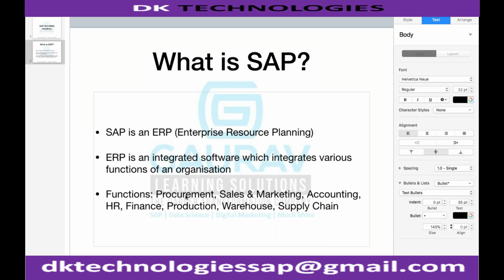If you go to the smaller companies and ask them which software they are using to manage procurement, they will say we are using this software. Which software for sales and marketing, they will say some other software. Which software for accounting and finance, most probably the smaller companies in India at least will say Tally. Which software for HR, again they will give you some name. For production, again a separate software. For warehouse, again a separate software. Supply chain, again a separate software. So most of the smaller companies are using independent software for each department.